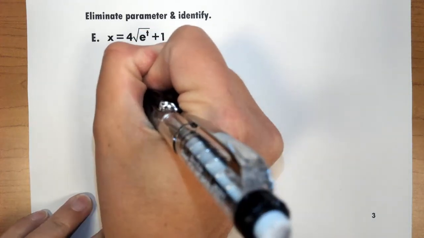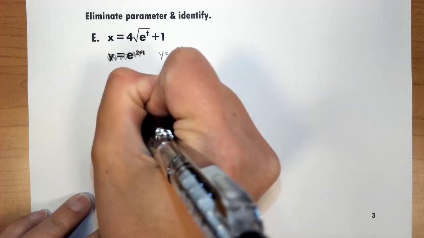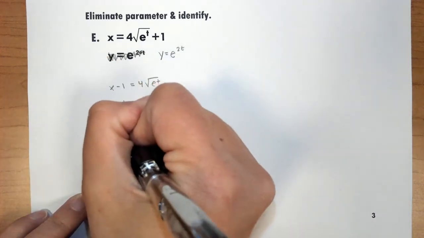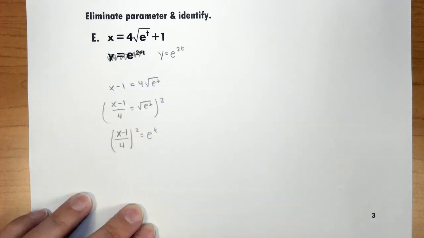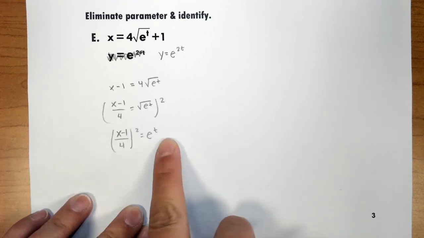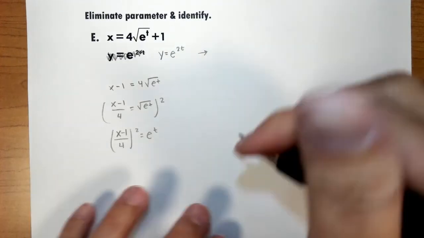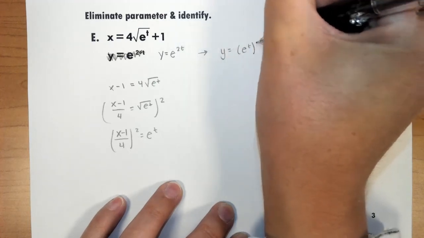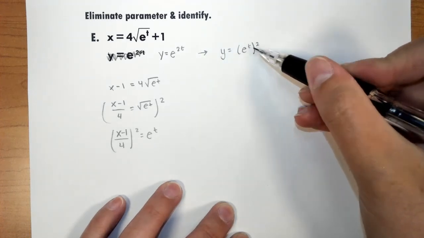So I'm just going to subtract 1 from both sides. We get 4 root e to the t, and then divide everything by 4. And then we're going to square everything. So we get this. We get x minus 1 over 4 squared is equal to e to the t. All right, I'm not going to bother with simplifying that until the very end. Now I have e to the t by itself. I'm going to go back to this equation. Y is equal to e to the 2t. That's the same thing as us saying y is equal to e to the t squared. Remember the rules of exponents. If we have something being raised to a power to a power, we multiply those exponents.